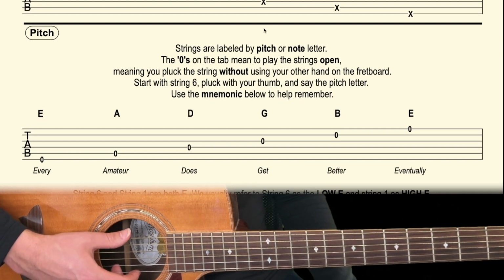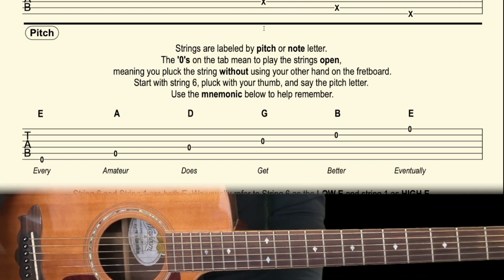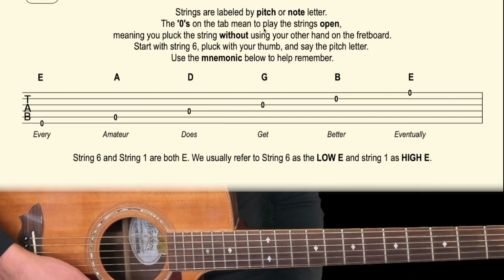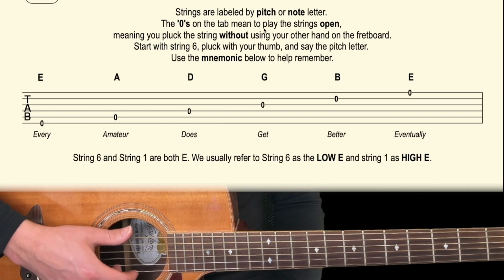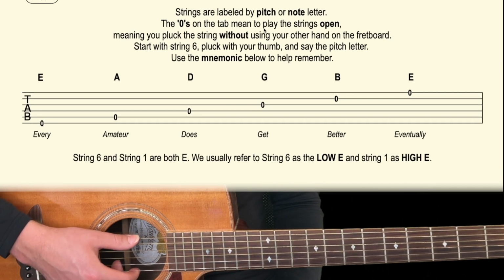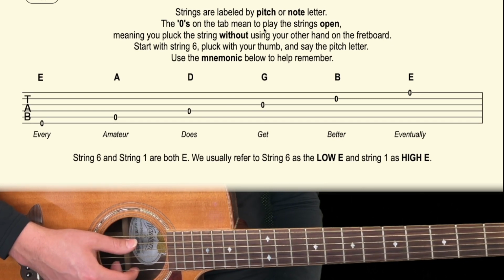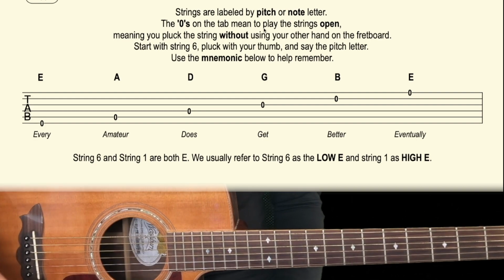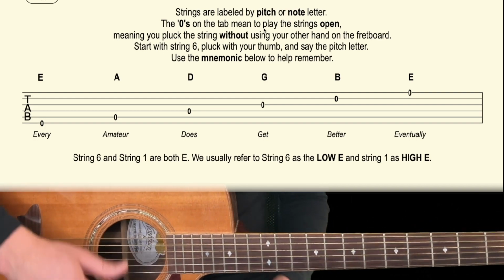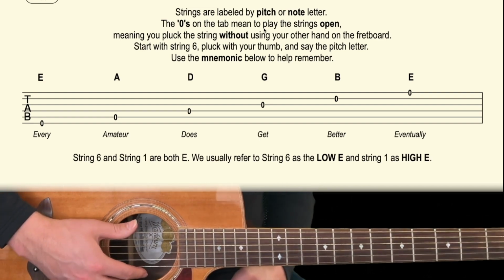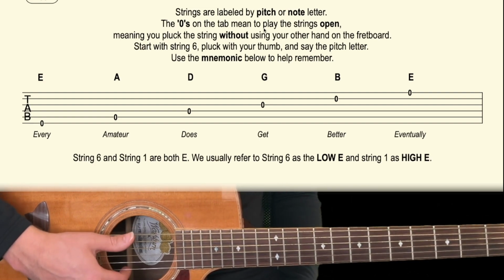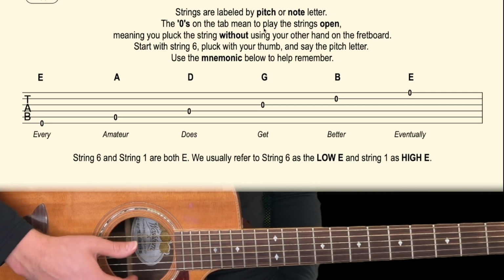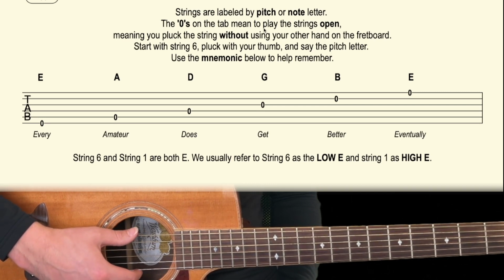You might notice that there are 2 E's. So string 6 and string 1 are both E. We're going to refer to the thicker one as low E, and that's because it's a lower pitch, and high E being the higher pitch. Another thing I should mention is that your guitar might not sound exactly like mine right now, and that could be because your guitar isn't tuned. In the next video, we're going to talk about tuning.